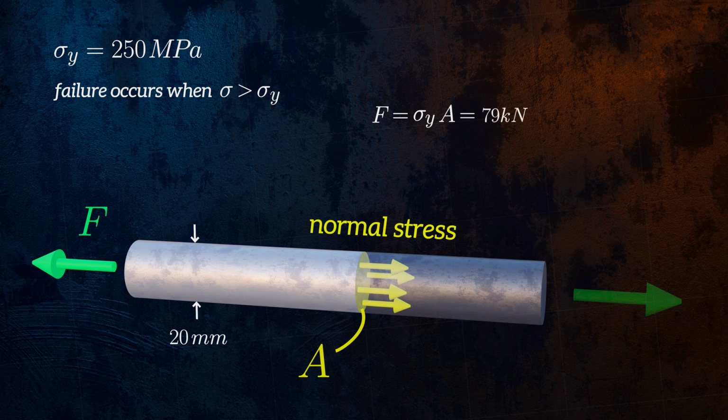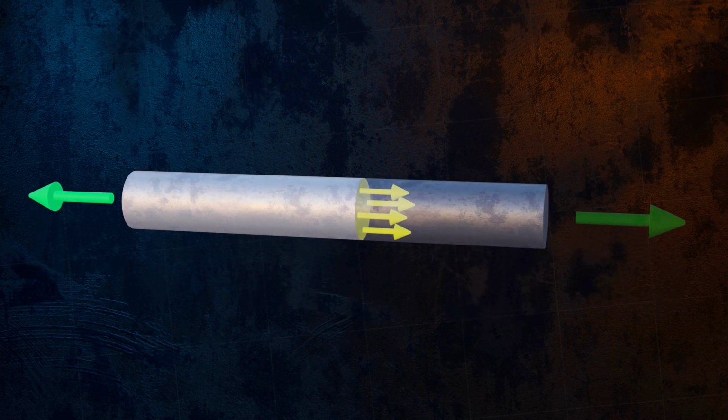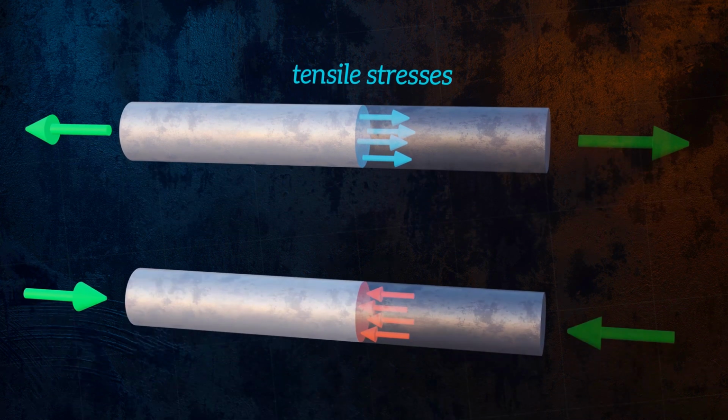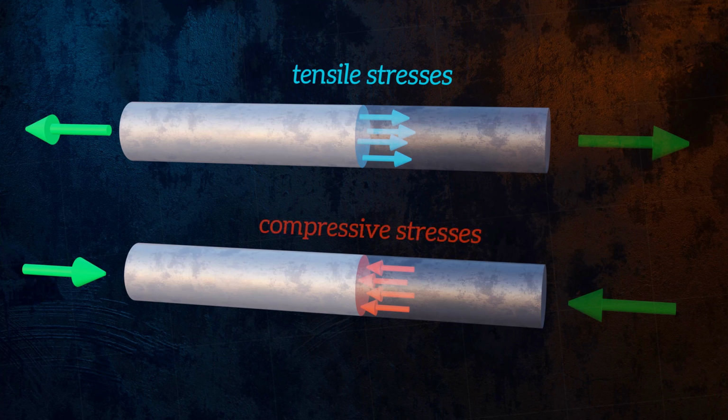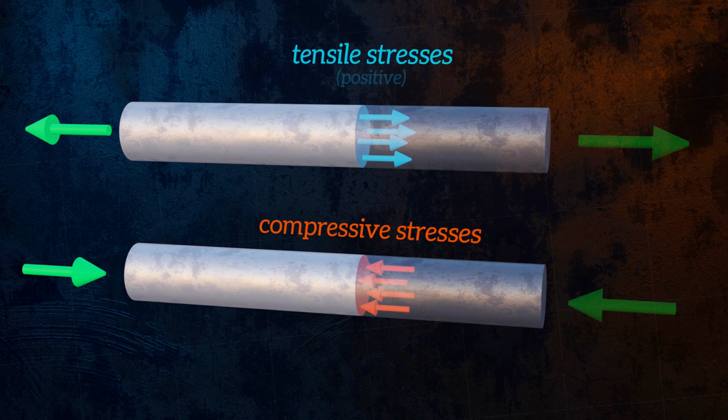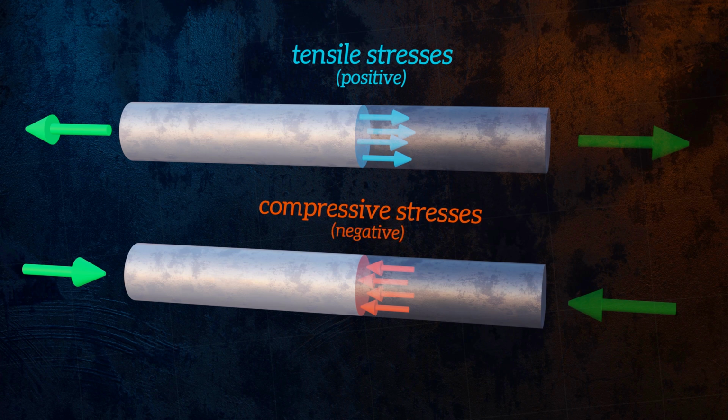Normal stress can be either tensile or compressive. In this case, the stress is tensile, because the forces are stretching the bar. If the forces were trying to shorten the bar, we would have a compressive stress. The sign convention that is normally used is that tensile stresses are positive values and compressive stresses are negative values.